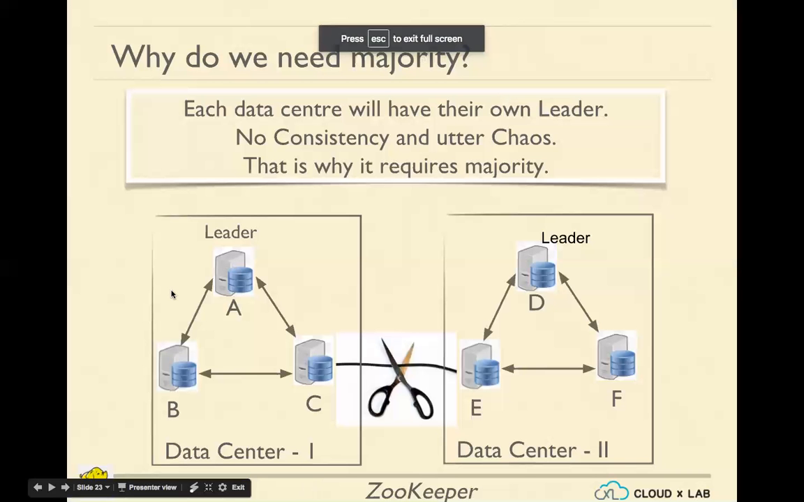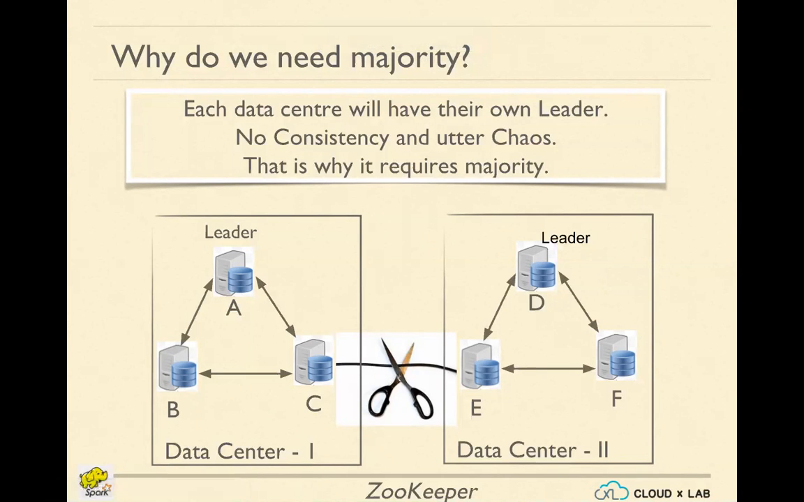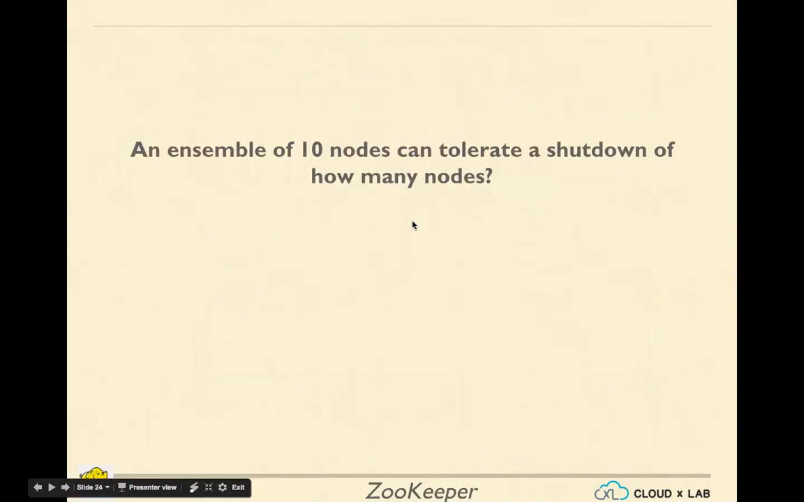Vikas? Wonderful. Let's move ahead. Again, same question. An ensemble of 10 nodes can tolerate a shutdown of how many nodes?